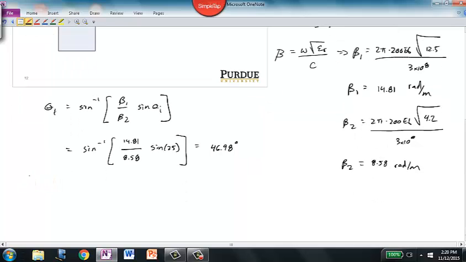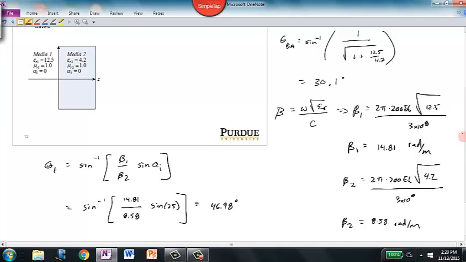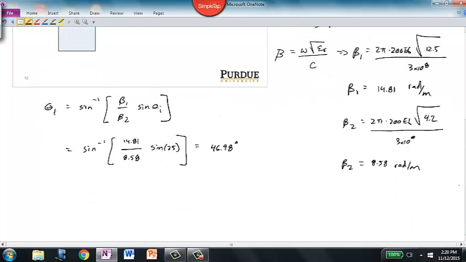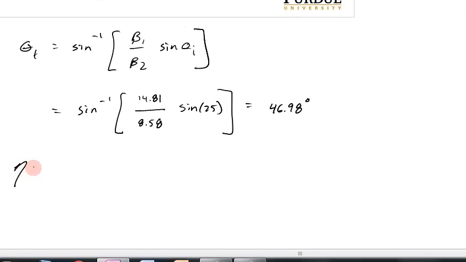So to calculate the reflection and transmission coefficients, I need to know the intrinsic impedances of material 1 and material 2, or media 1 and media 2. Notice they're both non-magnetic materials, meaning they have a relative magnetic permeability of 1 here. So recall that eta, the intrinsic impedance of a material, is equal to eta 0 times the square root of the relative magnetic permeability over the relative electric permittivity.